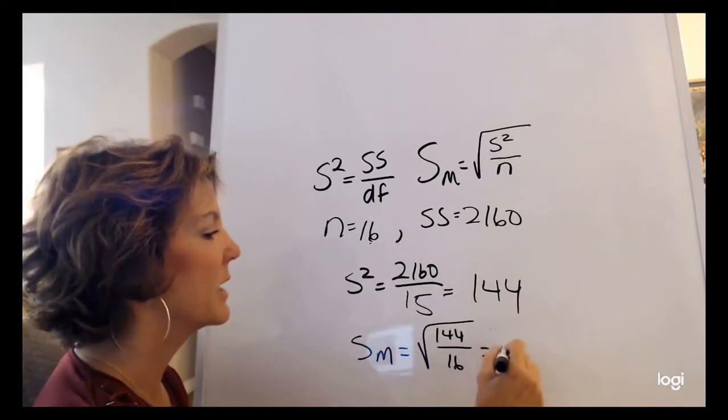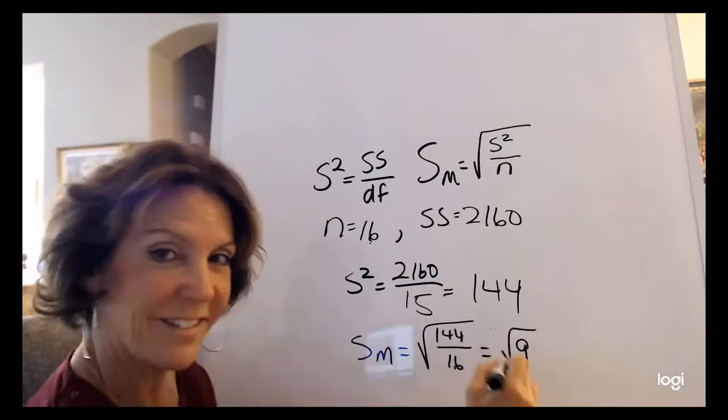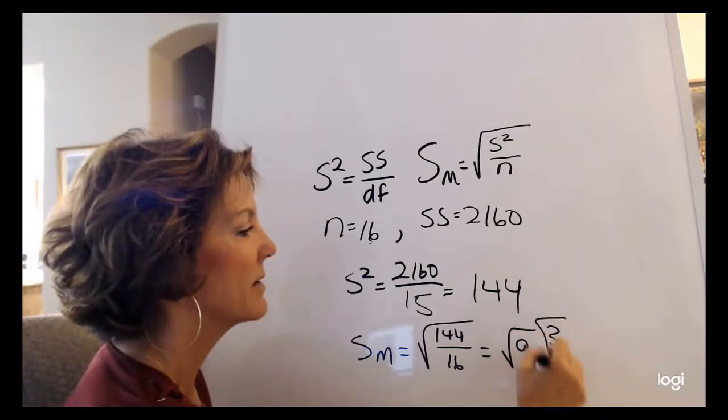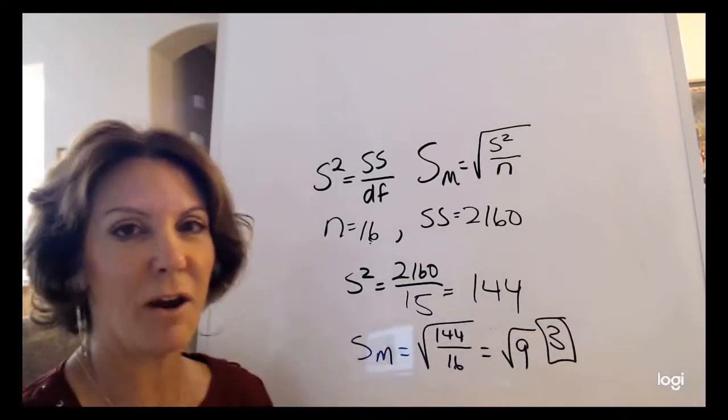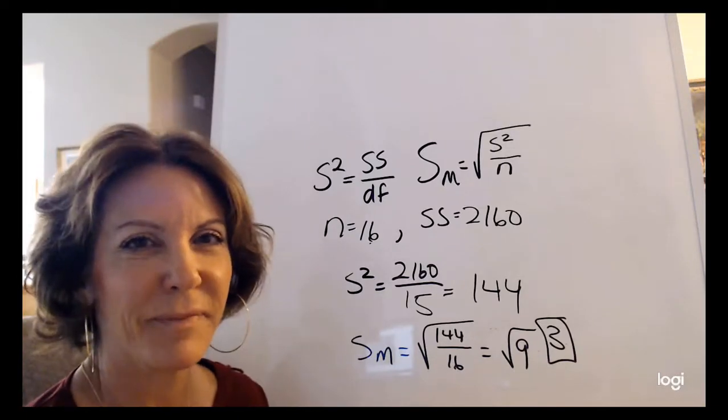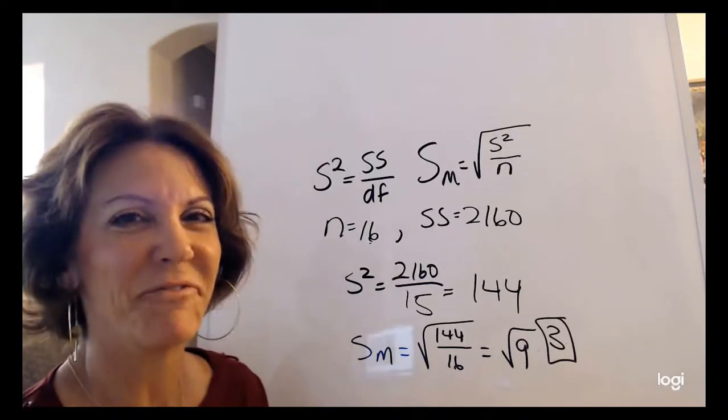Okay, so that is going to give me a square root of 9, which means that my estimated standard error is going to be 3. Hopefully this has been helpful.